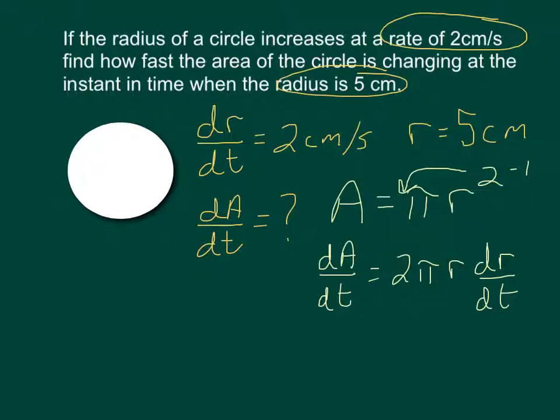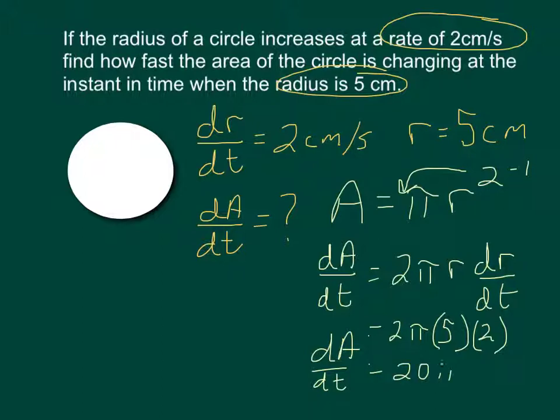Now we can substitute and solve. 2 pi r is 5 centimeters. dr dt is 2 centimeters per second. If we put all of this together, the rate of change of area will be 20 pi. Putting in our units, we'll have centimeters squared per second.